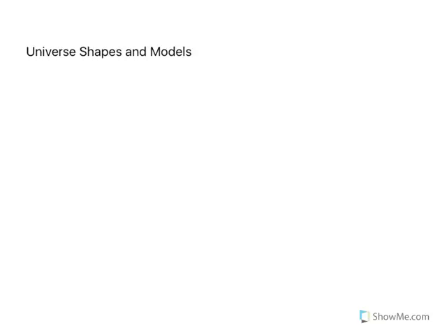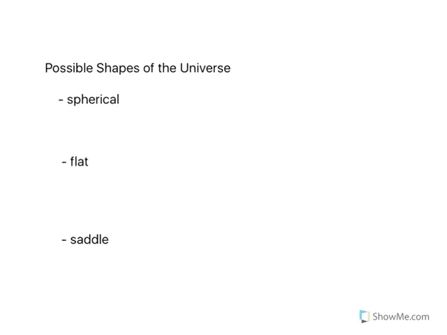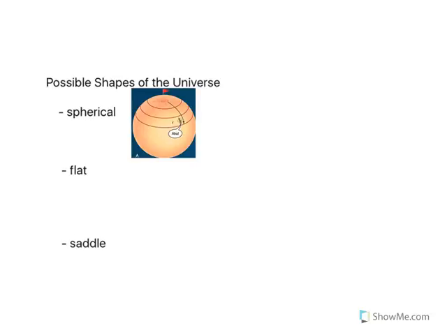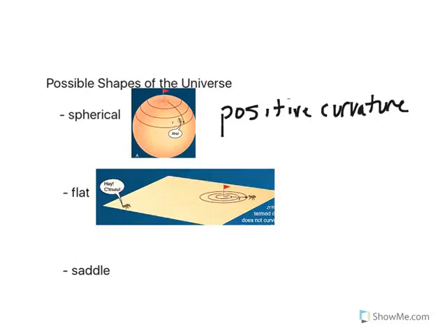In this segment, we're going to go over the universe, shapes, and models. Let's go over the possible shapes to the universe. The three possible shapes to the universe are spherical, flat, and saddle. A spherical shape looks like a basketball, as shown here in this diagram. The curvature is a positive curvature.